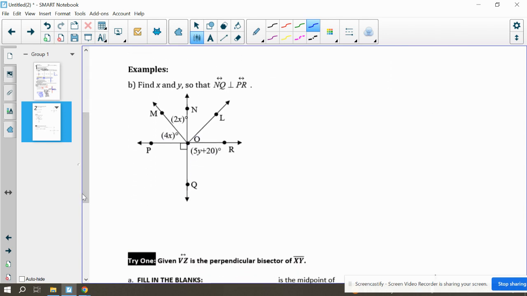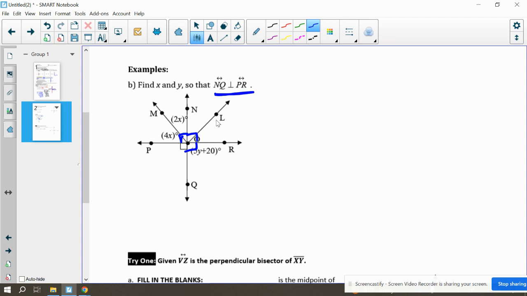All right, in our next set of examples, we are finding the values of X and Y given that line NQ is perpendicular to line PR. Again, unofficially, they don't often mark it. They only marked one picture, but when we know these are perpendicular, we are creating 4 right angles.